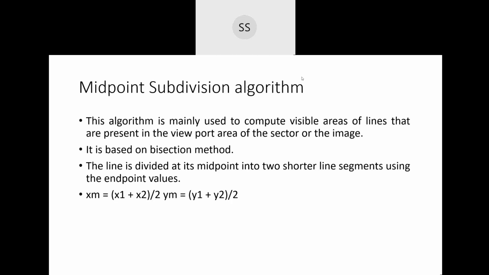So the second algorithm that you're going to consider is the midpoint subdivision algorithm. We are trying to find out the areas of the line, that is, the visible areas of the line that are present in the viewport area of the sector or the image. You can keep the same concept in your mind. That is, you have a viewport, or you can say that you've got a window.